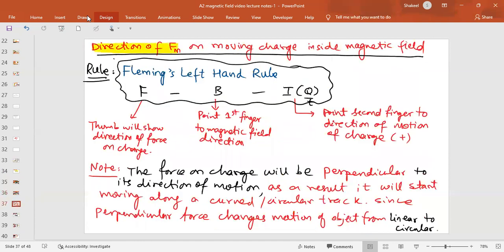Okay, now we have to look at the direction of magnetic force on a moving charge inside the field. So again, we have to use Fleming's left-hand rule for that, the same rule as we applied for a current carrying conductor, FBI.